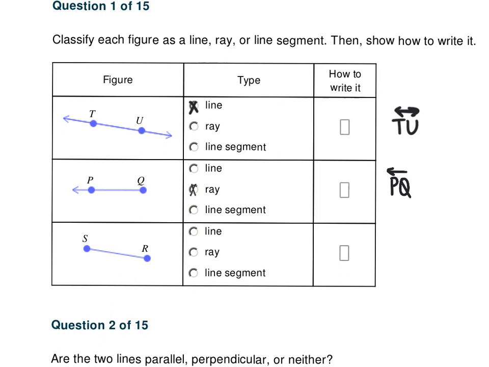And then lastly, we have a line segment because it has 2 endpoints. When it has 2 endpoints and does not continue on forever in both directions, it's called a line segment. And you can think of it as a piece of a line that we pulled out, kind of like a pool noodle where it stops on both ends. And to name this, we just call it SR with a line on top.